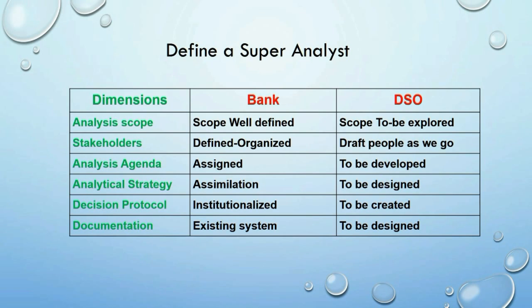On the decision protocol dimension, the bank project had a formal governance structure, but the DSO commissioned no decision council or committee, defined no reporting relationship, and no review and deliberation processes. The documentation standard and templates were formally defined in the bank case, but in the DSO case, it was completely up to me to decide on the analysis deliverables and how to document the analysis findings.